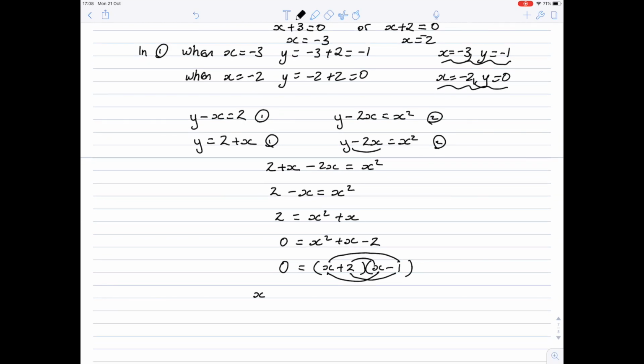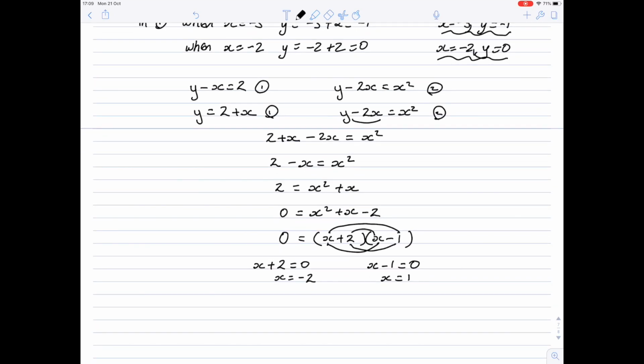So I either have that the first bracket x plus 2 is 0, so one value of x is minus 2, or the second bracket x minus 1 is 0, so the second value of x is x equals 1. I'm now going to take each of those values in turn and put them into one of the original equations, and I'm going to put it into the rewritten form of equation 1. So when x is minus 2, I get that y is equal to 2 plus x, and x is minus 2. 2 plus minus 2 equals 0. So my first pair of values is x equals minus 2 and y equals 0.